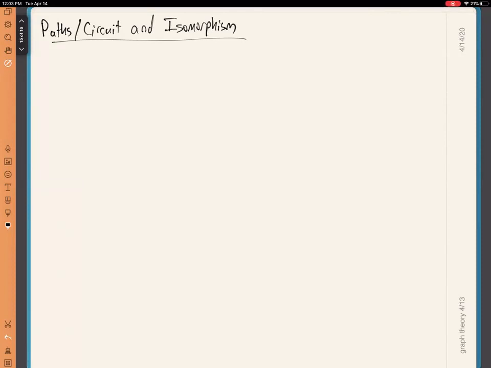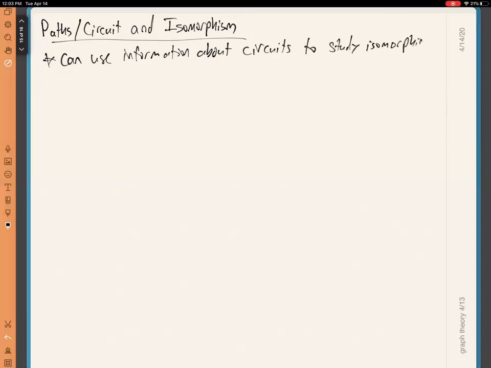Right, so in particular, you can use information, as I just said, let me just write this out, about circuits, to study isomorphisms between graphs. Here, let me just write graph isomorphisms. So what's an example of how this would arise? Well, let's say I have one graph which I'll call G, which will look something like this.